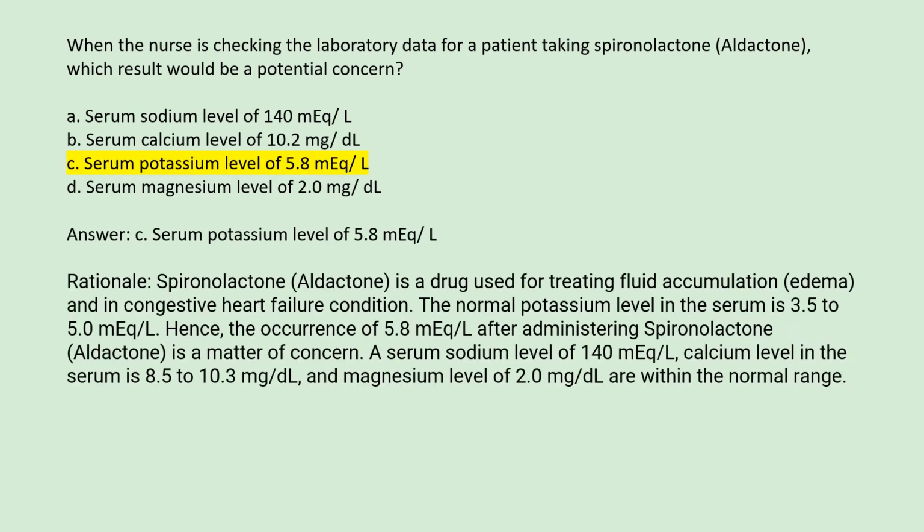Answer: C. Serum potassium level of 5.8 mEq/L. Rationale: Spironolactone, Aldactone, is a drug used for treating fluid accumulation, edema, and congestive heart failure. The normal potassium level in the serum is 3.5 to 5.0 mEq/L. Hence, the occurrence of 5.8 mEq/L after administering spironolactone is a matter of concern. A serum sodium level of 140 mEq/L, calcium level in the serum of 8.5 to 10.3 mg per deciliter, and magnesium level of 2.0 mg per deciliter are within the normal range.